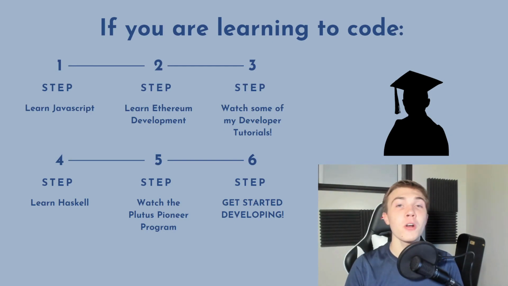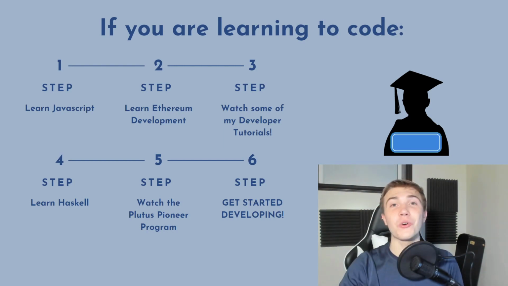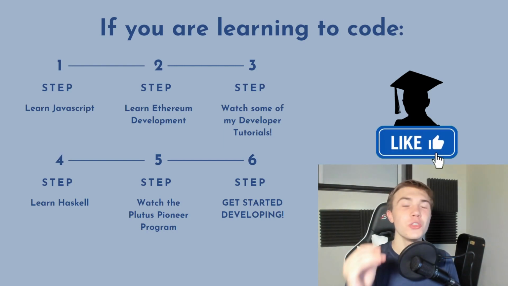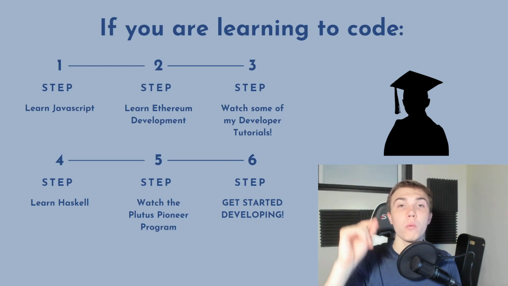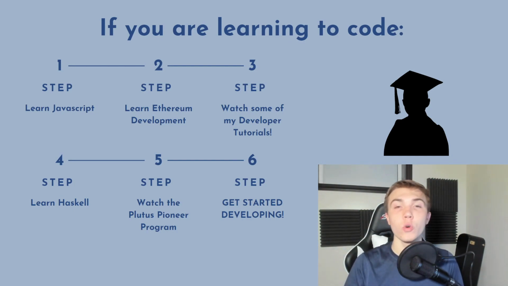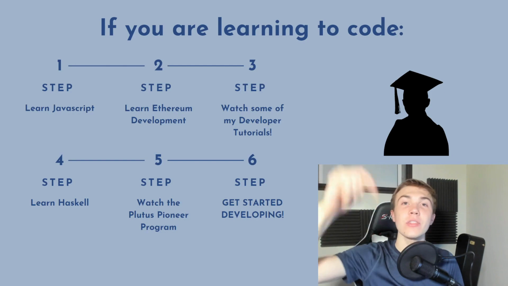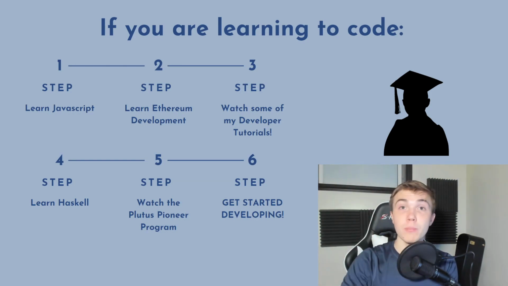So then step 4 is going to be learn Haskell. I cannot stress this enough. You have to know Haskell in order to write Plutus smart contracts. So guys, use that same link in the description to some free books. It's a free ebook, and also some videos as well.